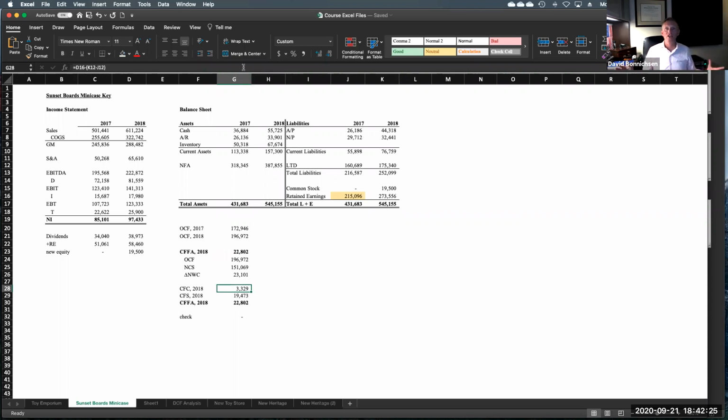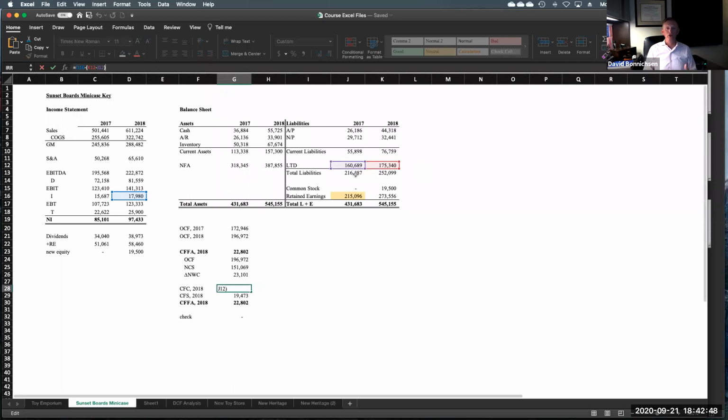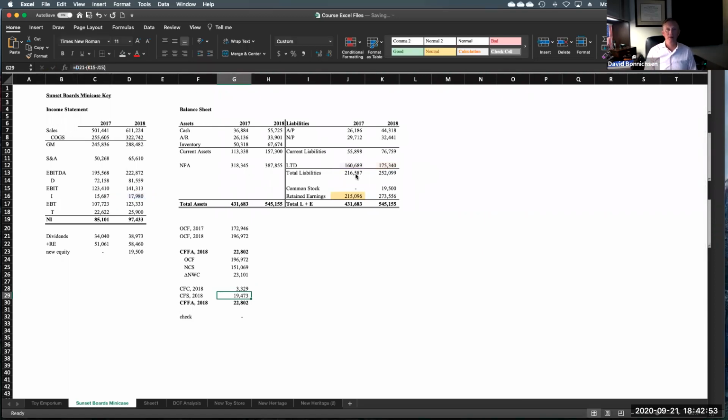All right, what is cash flow to creditors? Cash flow to creditors is the interest that we paid on the debt service that we have, so 17,980, minus the change in our long-term debt. Did we pay down debt? Did we take on more debt? In this case, we took on more debt. $15,000 and change of additional debt was taken on year over year. So our cash flow to the creditors turned out to be $3,329, right?